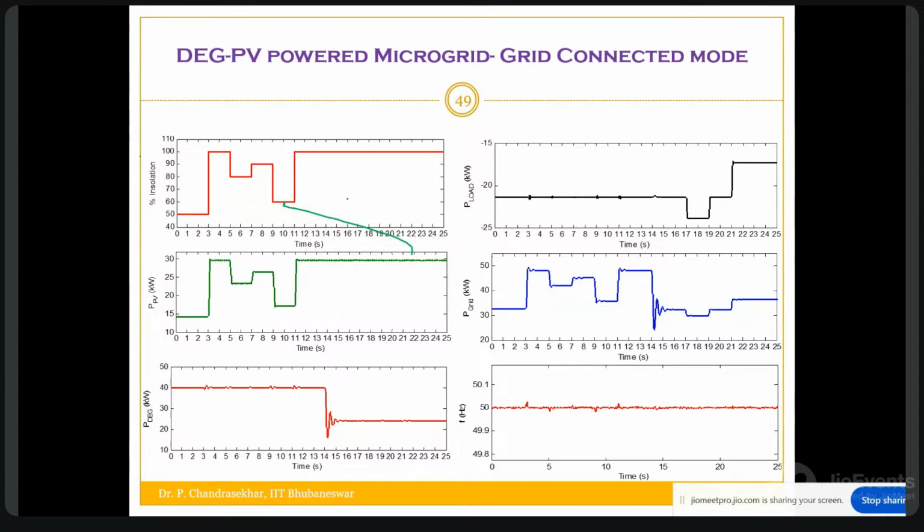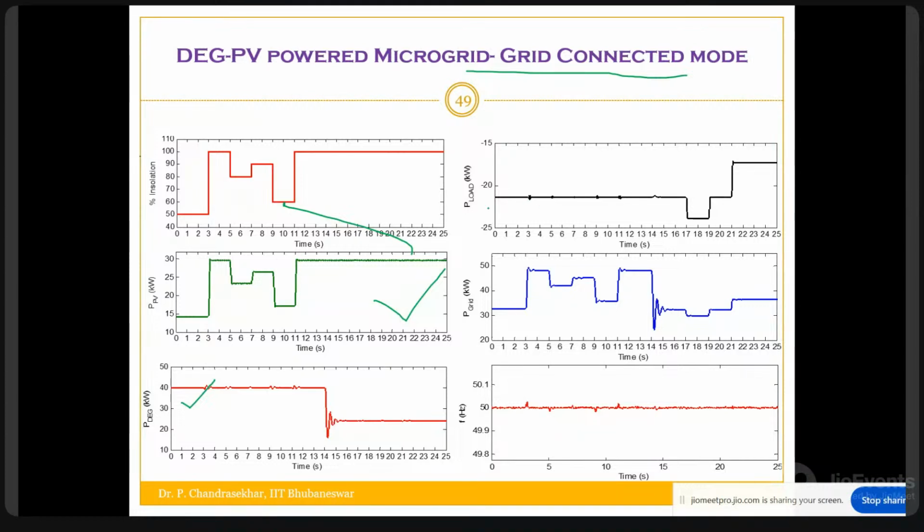So this is basically a grid connected mode operation. I'll explain the significance of control of a microgrid in different modes. In this case, it is operating in grid connected mode, and the microgrid has generation. Let us say, initially the PV power output is around 14 kilowatts. The diesel generator is delivering around 40 kilowatts. So together around 54 kilowatts of generation is there.